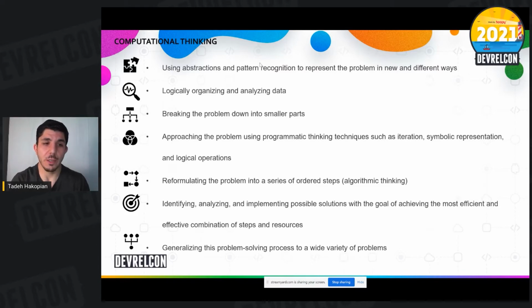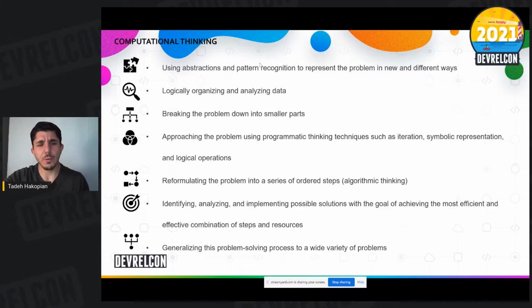So you have to take it from an abstract everything, break into pieces, and then order the steps. That's where you get your algorithm, and then identify based on these algorithms possible solutions to get the most efficient result. And then once you have a result, you can generalize the process to a wider variety of problems that you can use over and over again. In architecture, they call this heuristic. In other places, they might just call it continuous improvement or continuous development.